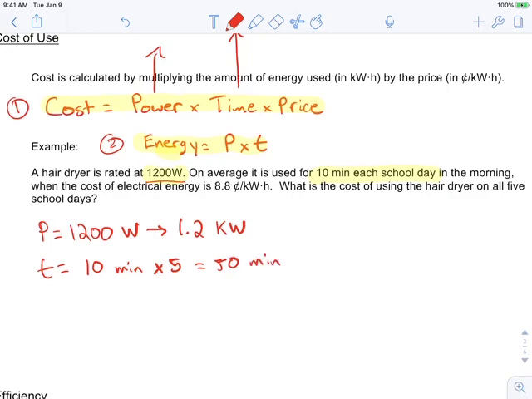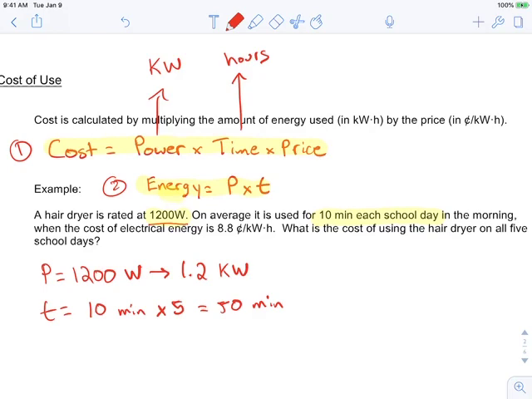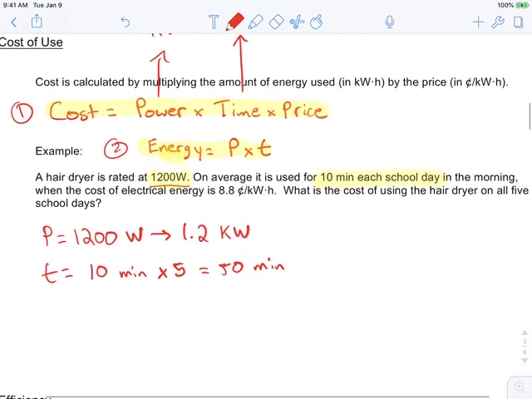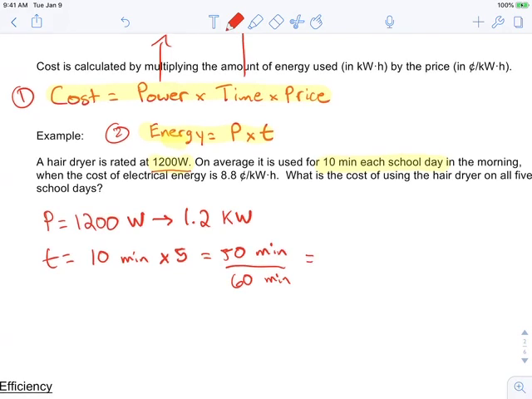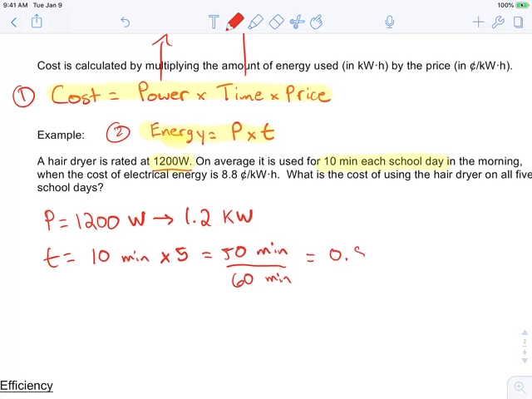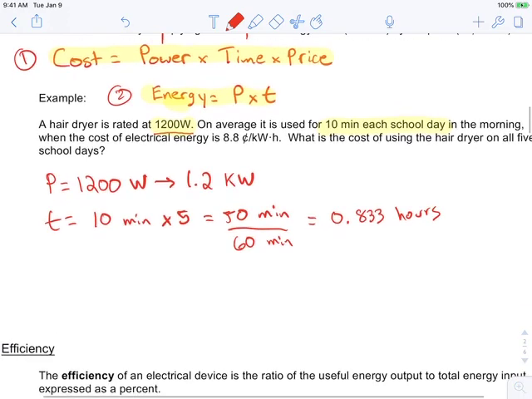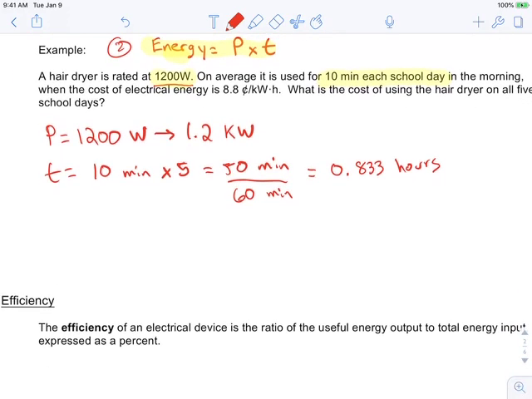Excellent. But our time should be in hours. If it's not in hours, we need to figure out a way to get it there. So how do we get it there? If you're ever in minutes, how many minutes are in an hour? There's 60 minutes in an hour. So we just need to divide by 60 minutes. 50 minutes divided by 60 minutes is going to give me 0.833 hours. Excellent.